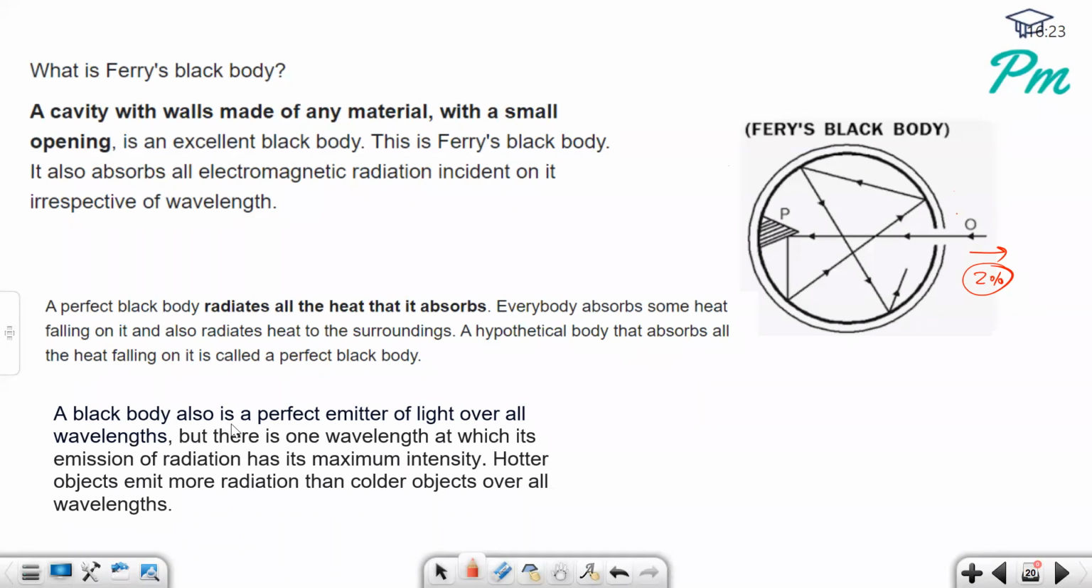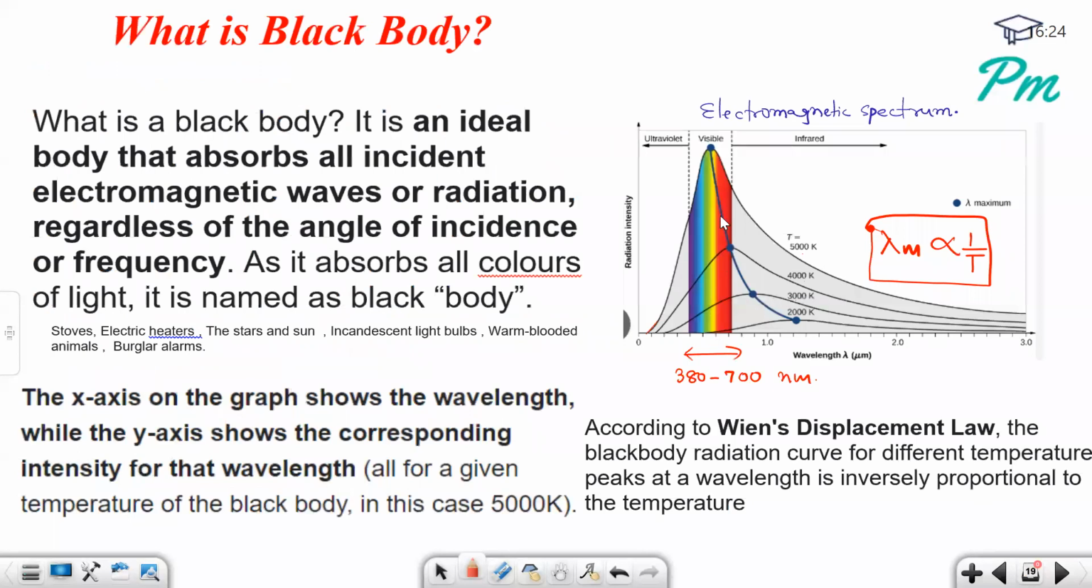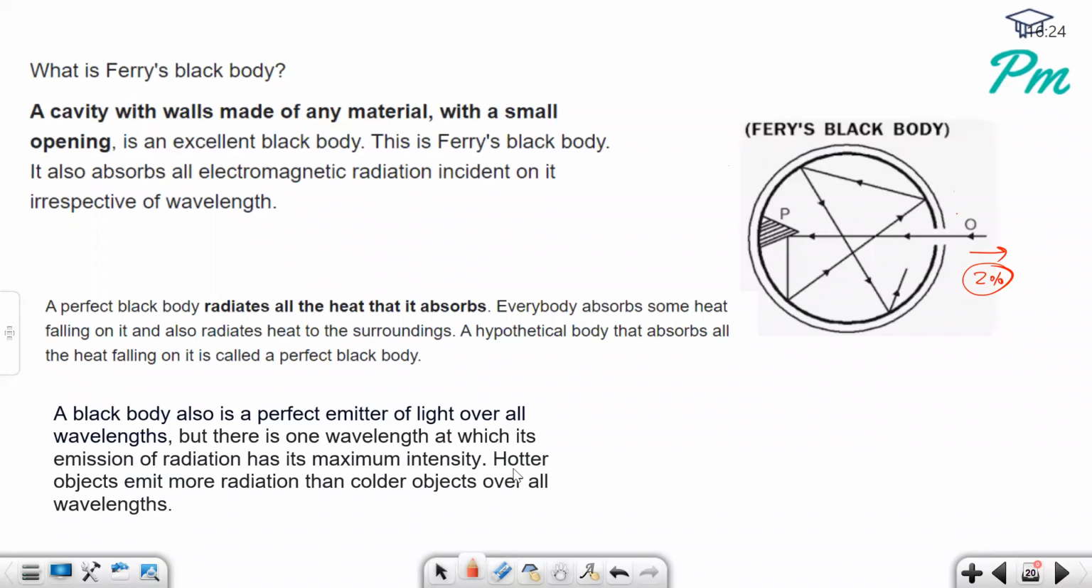A black body is also a perfect emitter of light over all wavelengths, but there is one wavelength at which its emission of radiation has maximum intensity. So we can see from this graph, at a particular wavelength, the radiation intensity is maximum. Yes, and very important, a hotter object emits more radiation than a colder object over all wavelengths. And one important thing you have to note, a black body is a good absorber as well as a good emitter. This is a very important property of a black body. A black body has good absorbing power as well as good emitting power.